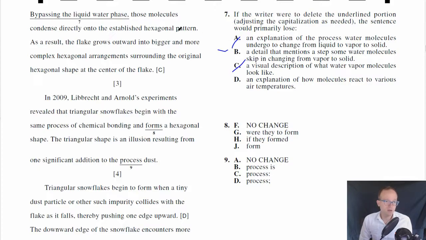That might be later on in the sentence, an established hexagonal pattern, but bypassing the liquid water phase has no visual description. An explanation of how molecules react to various air temperatures. Nope, it was only talking about cold air temperatures. It's got to be B here.